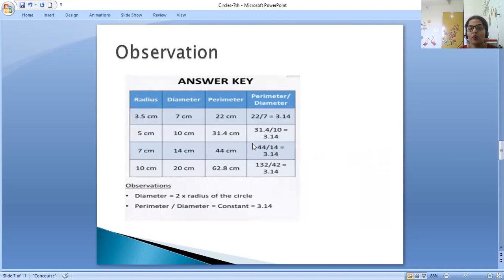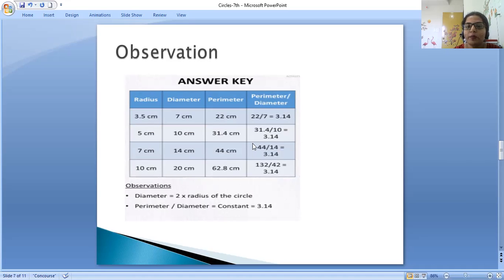So the observation is that diameter is always twice the radius. For example, the bangle which has a radius of 5 centimeter has a diameter of 10 centimeter, which is twice the radius, right? So if radius is denoted by r, diameter will always be 2r.